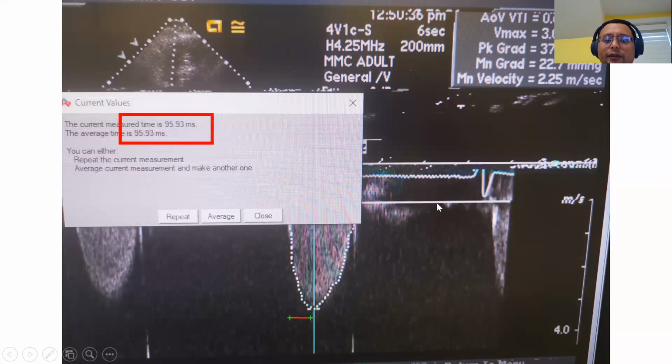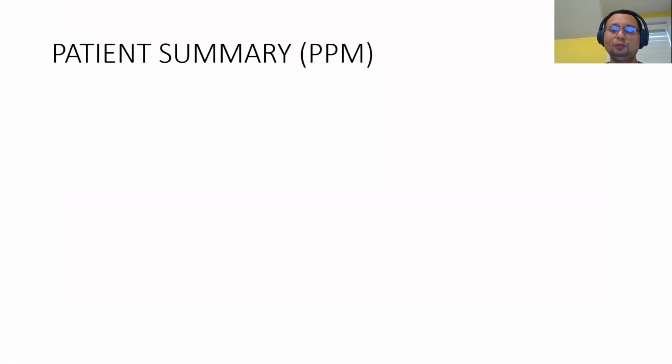What about the velocity? You can see that in this situation the max velocity is 3.07. Whenever velocity is more than 3, we need to explain the reason the velocity is more than 3 meters per second. Look at the dimensionless index. The LVOT VTI over aortic VTI is 0.26. So where do you think this patient's valve is situated? Why is the velocity more than 3? We need to plug it into the algorithm, right? This patient has patient prosthetic mismatch. That is the reason the velocity is more than 3.